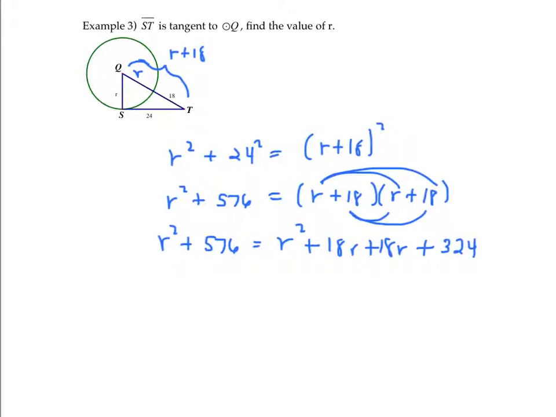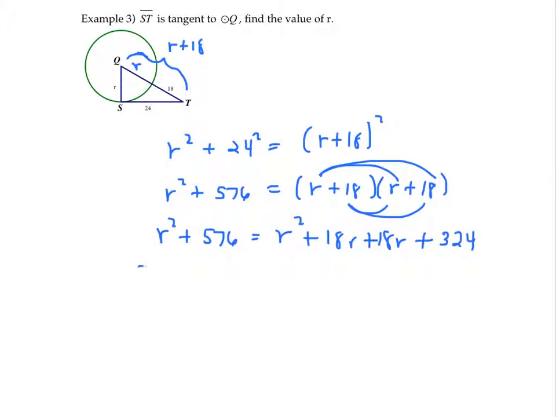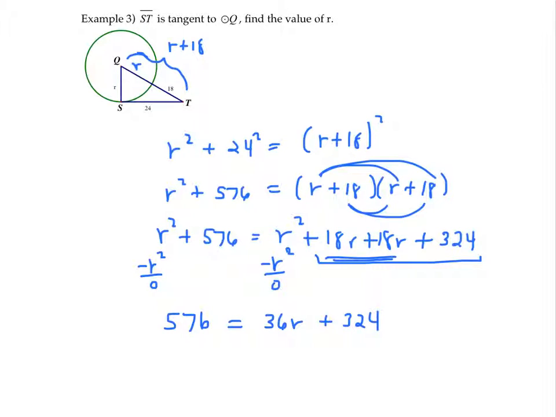Okay, well, the good news is that we won't have to solve a quadratic equation, because if I see here, I can subtract r squared on this side. I have to keep it in balance, so do the same thing on the right-hand side. So I now have 576 is equal to all of this. And I'm going to simplify that. Combine your like terms. 18r plus 18r is a total of 36r plus that 324. Okay, subtract 324 from both sides. So 576 minus 324 is going to leave us with 252. And that's equal to 36r.